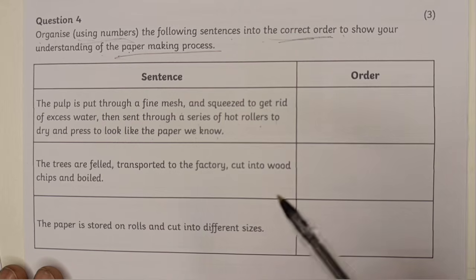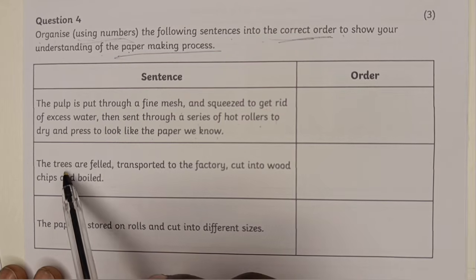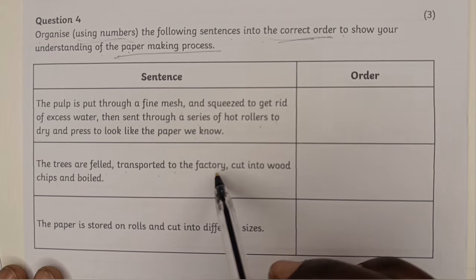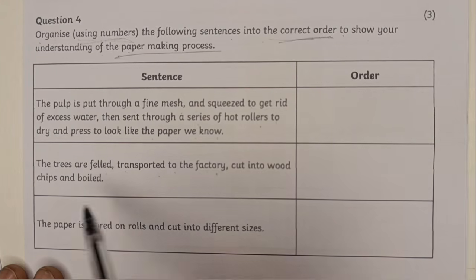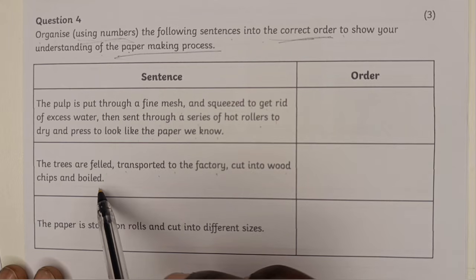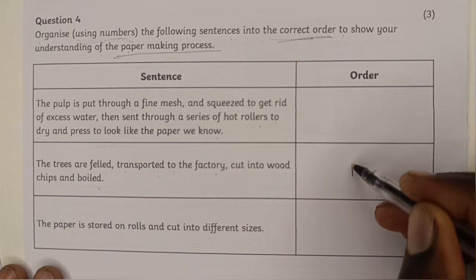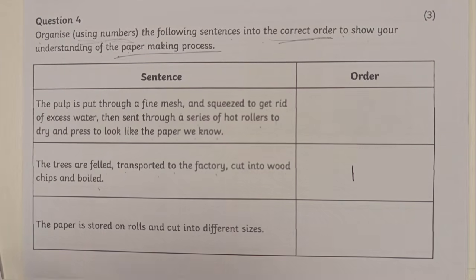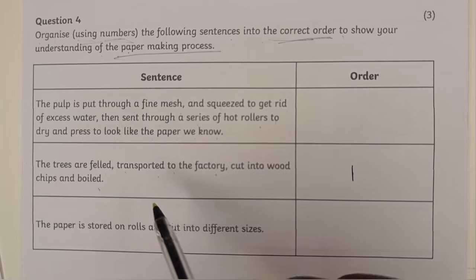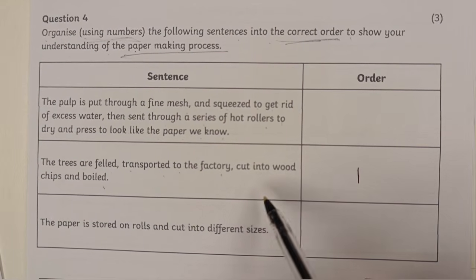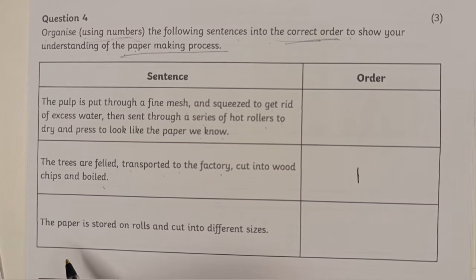This cannot be the first one. The trees are felled, transported to the factory, cut into wood chips, and boiled. Yes, this is the first step in the making of the paper. So the first thing that they do, they chop down trees, they transport them to the factory, and there they boil them.